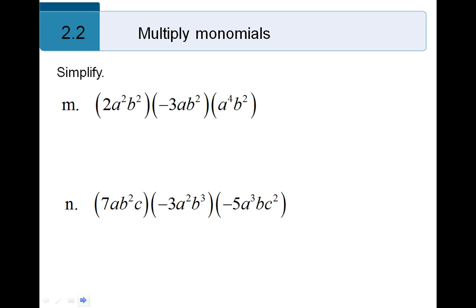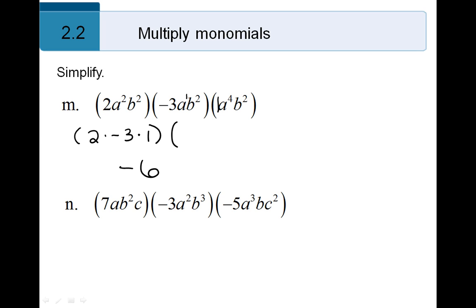Now notice here, in examples m and n, we're multiplying 3 monomials together. And notice there's a 1 here, okay? So look at your coefficients. We're going to multiply 2 times negative 3 times 1. That equals negative 6.